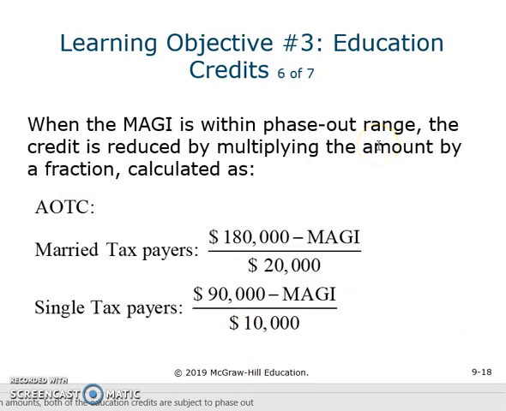If the modified adjusted gross income of the taxpayer is within that phase-out range, the credit needs to be reduced by multiplying the amount by a fraction, which is calculated as follows. For the American Opportunity Tax Credit, we'll take the top phase out range of $180,000 minus the modified adjusted gross income and divide that by $20,000, which is the phase out range. For single taxpayers, we will take $90,000 minus modified adjusted gross income and divide that by $10,000, which is the phase out range for single taxpayers.